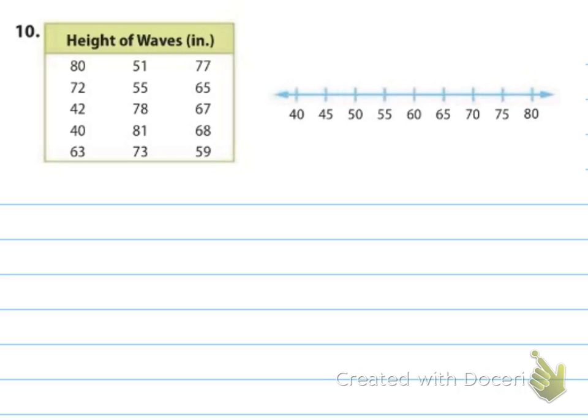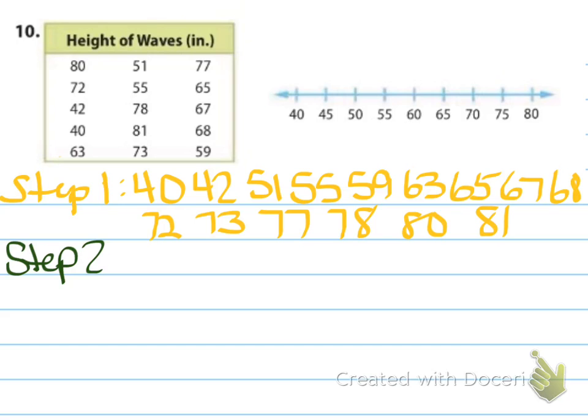So first thing, remember step 1, you put them in order from least to greatest. So if you're doing this with me, go ahead and pause the video now and put them in order from least to greatest. All right, so step 1, I put them in order from least to greatest. Now step 2, I'm going to figure out what the median and the quartiles are. I already know that my lower and upper extremes are here, so I could go ahead and put those on already. I've got my 40 and 81.